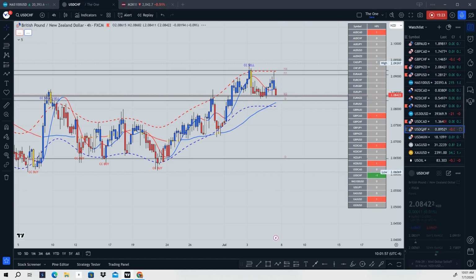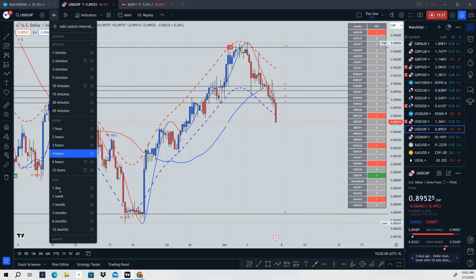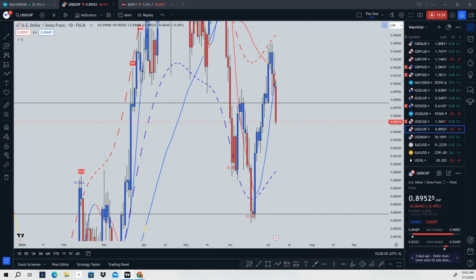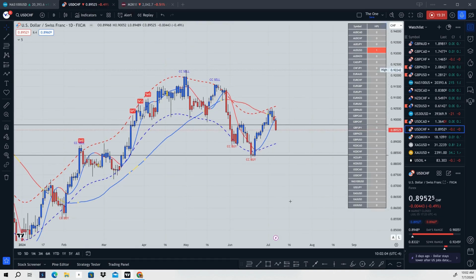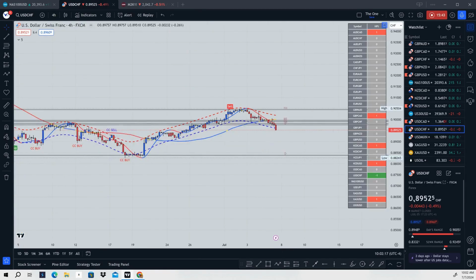We have USD CHF. Take a look at that on the daily time frame. The daily time frame is telling us to sell, right? Because we are below the 47 moving average. We are below the 47 moving average. So that means here on the 4-hour time frame, we're going to be getting a pullback.